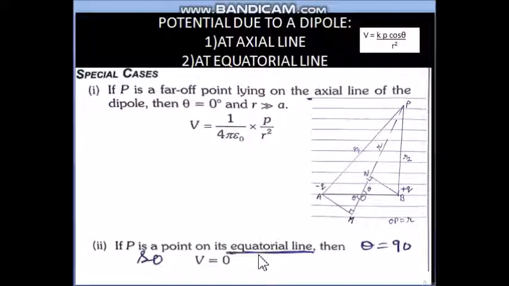Okay, now let us take the second case, the equatorial line. Equatorial line of the dipole we have already discussed. Equatorial line of the dipole means the perpendicular bisector of the dipole. So suppose this point P is to be brought on the perpendicular bisector. What should be the theta? Theta should be 90 in this case. If we put theta 90 in the general formula, cos 90 is 0. So the potential answer is 0.